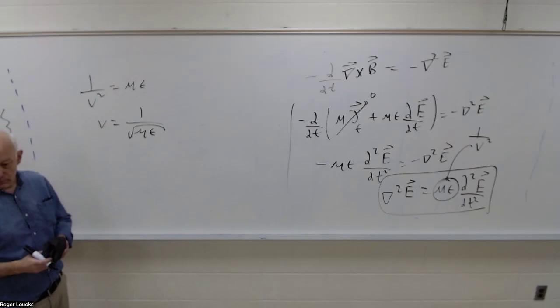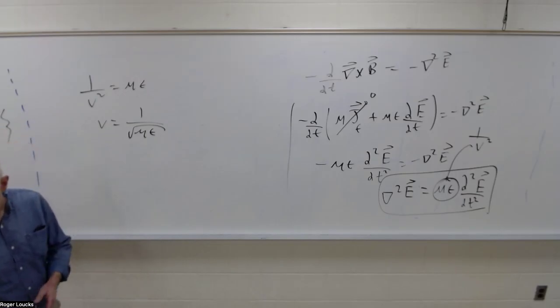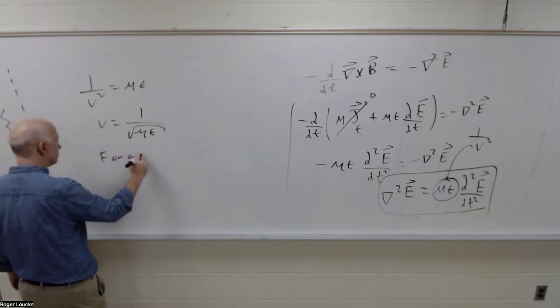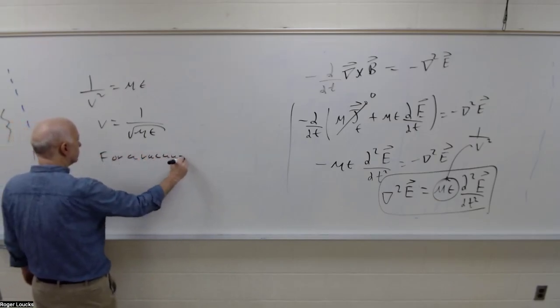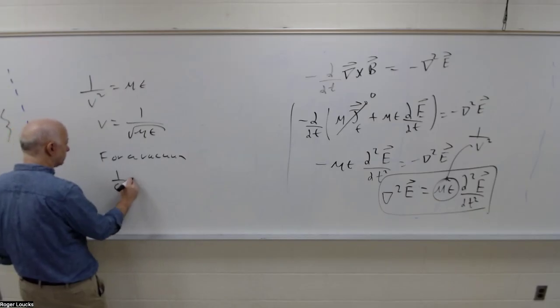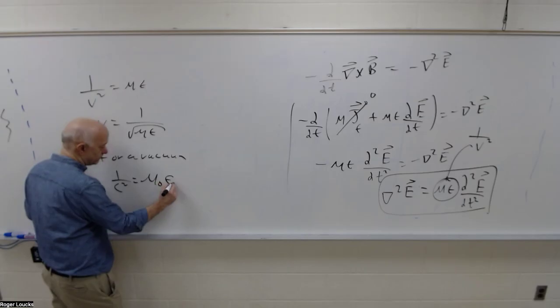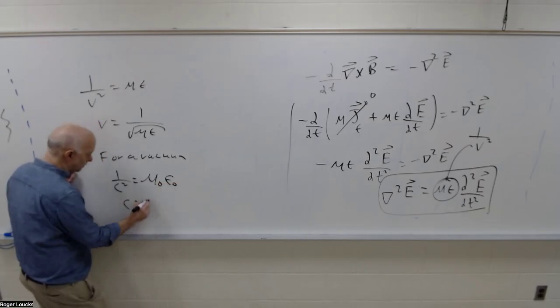Pretty slick. When we were in a vacuum, does that just become 1 over c squared? So for a vacuum, what did we end up with? We ended up with 1 over c squared equals mu naught epsilon naught. Okay. So our c was then 1 over this.